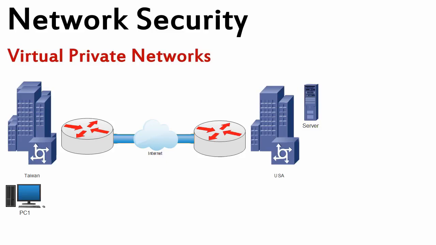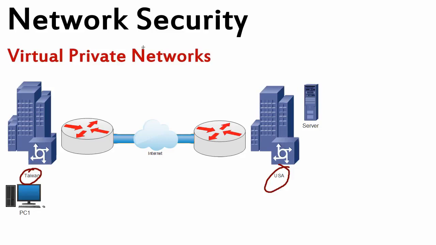As you can see on the screen, we have two sites, one in the United States, one in Taiwan. What we want to do is send a message from PC1 to a server that is in the USA. The problem is that this is the internet. We know the internet is not secure. What do we mean by that? Well, we will go through 50 or 60 ISPs, internet service providers. Anyone can, in theory, look at your message. And that's not what you want.